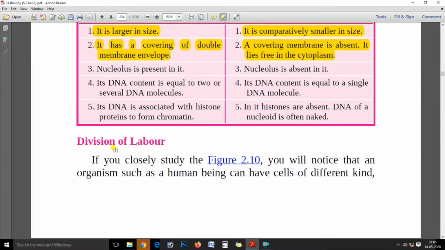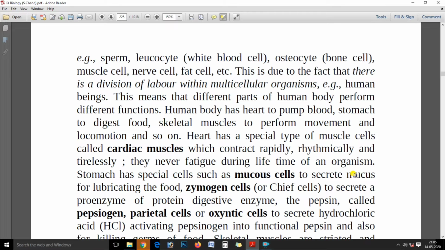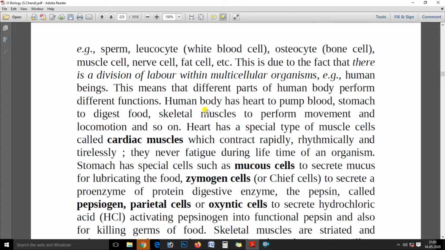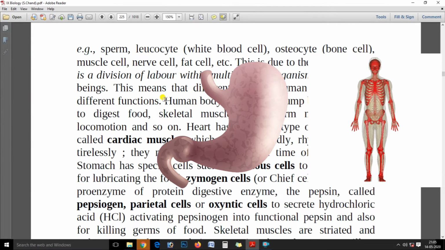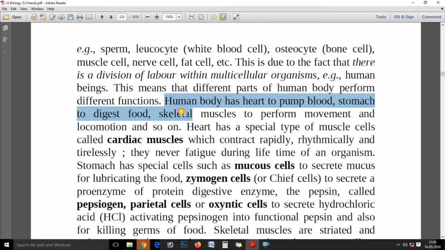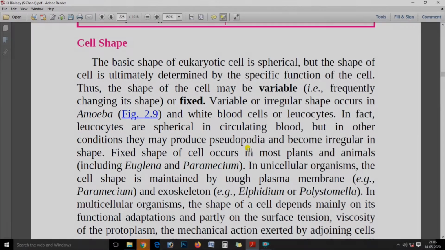Now, division of labor. Here the word labor basically means different metabolic functions. Now this means that different parts of human body perform different functions. For example, human body has heart to pump blood, then we have stomach to digest food, then our skeleton muscles or skeletal systems help us in movement and locomotion and so on. That means for each and every different function we have different organs and organ systems. So this is called division of labor. That means dividing the task, dividing the functions to specific organ systems.